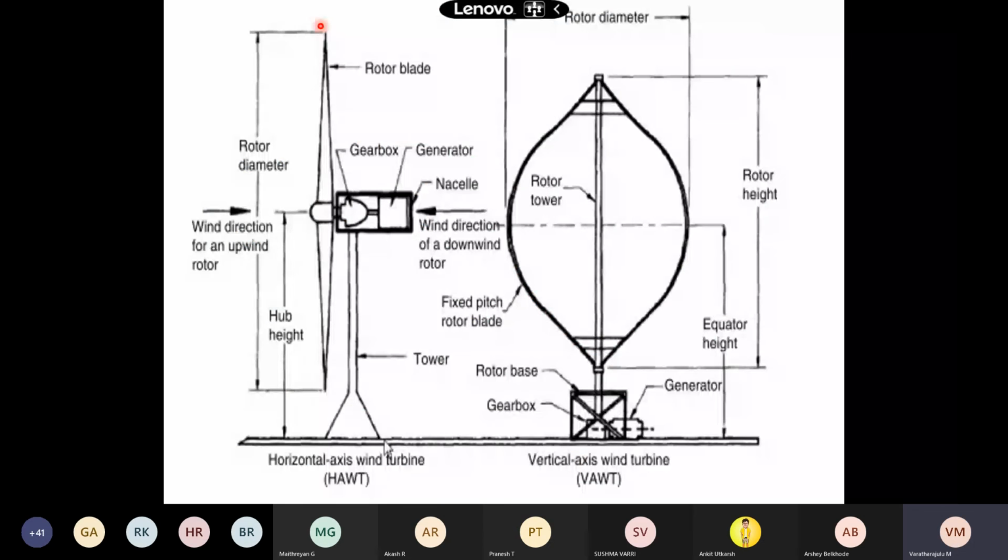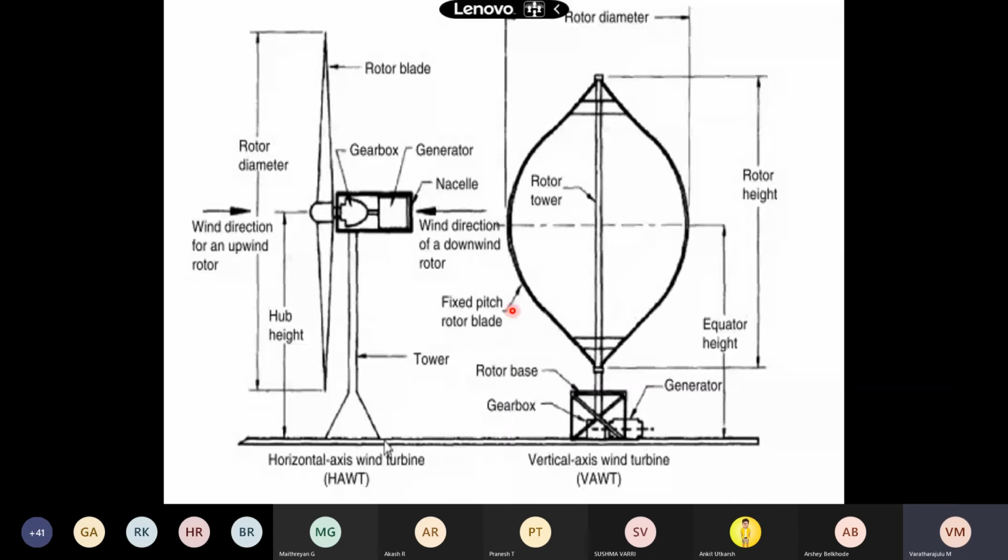The area covered by the rotor blades is called the swept area, and the rotor diameter is provided here. The wind direction is upwind, and here we have the gearbox, generator, and the system inside the nacelle. And see here, this is the vertical axis wind turbine type. Here we have the gearbox at the bottom, and we have the rotor base, the fixed pitch rotor blade, the rotor diameter, the rotor height, and the equator height.